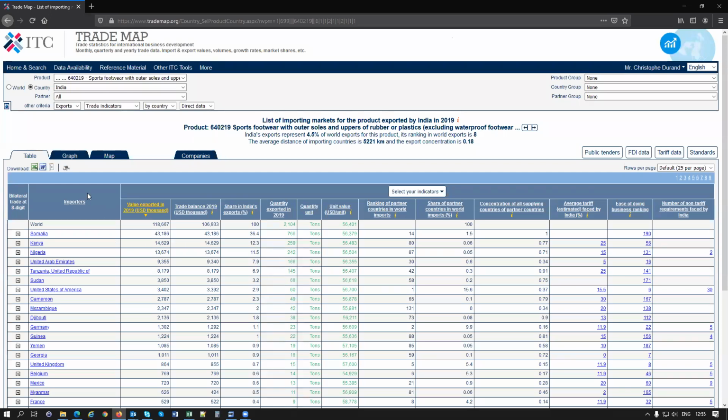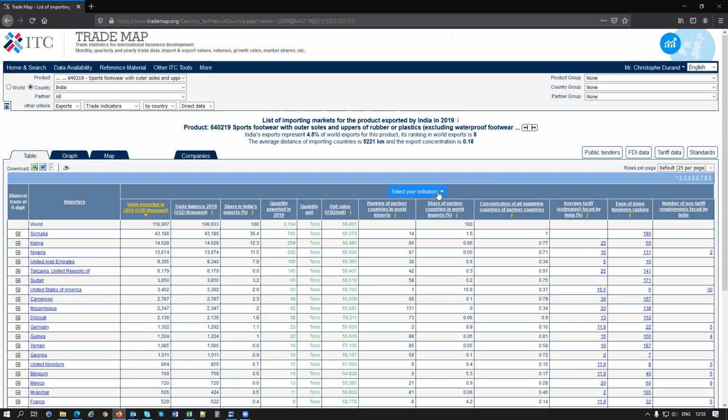So we have a very similar table as before, right? And you see that, okay, the sports shoes exported by India are going to Somalia and to a large extent, and then Kenya, Nigeria, and so on and so forth. Okay, fine. And then I can basically run the same analysis, but on the export side, just like I did on the import side. Now, you do see that the system remembers my selection of indicators, and here, once again, I'm drawing your attention. Make sure you select the relevant indicators for your analysis.